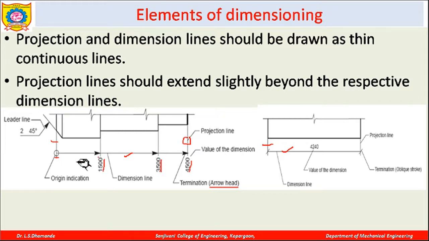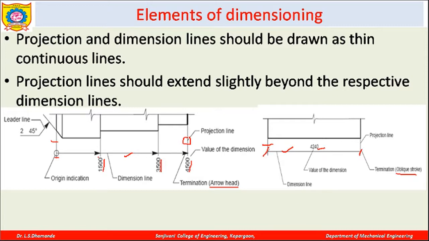From here to here, and from here to here, all the distances are measured from this origin indicated over there, so the values are increasing. In the other case the dimension is specified over the line. This is the dimension line, and over this line you specify the dimension. So 4240 is the line dimension, and the termination is given by this oblique stroke. The oblique stroke is shown like this, here and here. That way also you can show the termination.